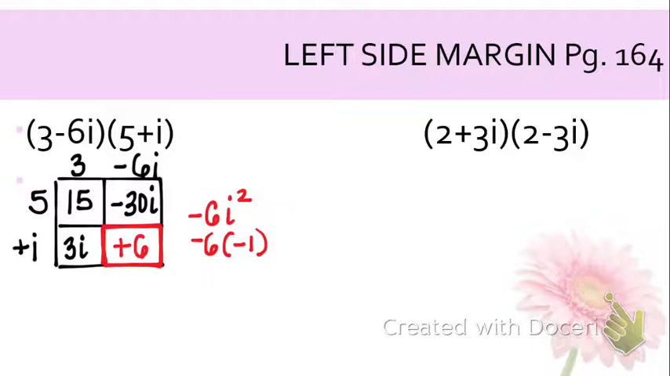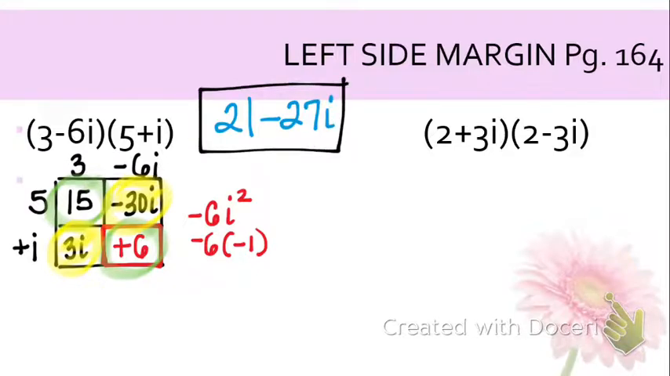So when you combine your like terms, we start with the real numbers first. So that would be 15 and 6. 15 plus 6 is 21. And now we're going to add our imaginaries, which would be 3i and -30i. So -30 plus 3, -27i. That would be your final answer. Try to do this second example by yourself.